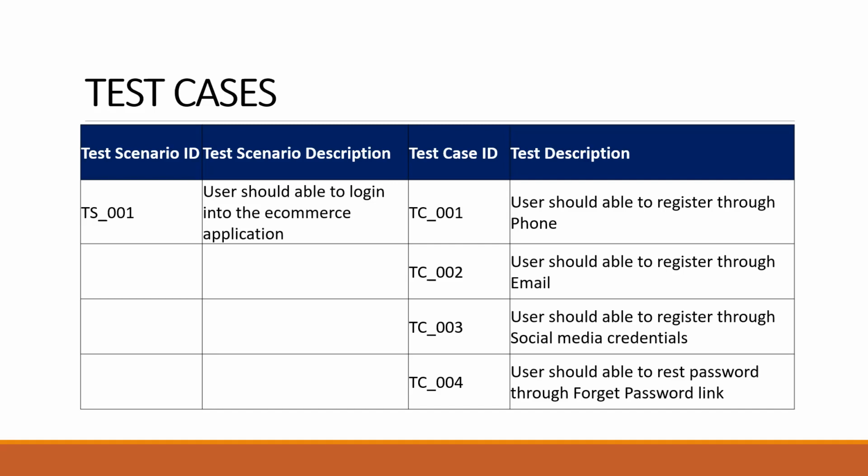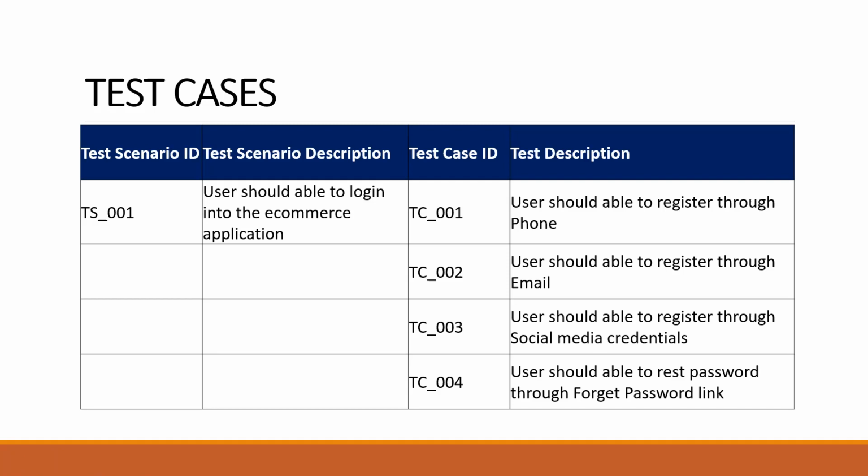The first one is the user should be able to register through phone to log in. To log in to the e-commerce application, the user must be registered, right? So to achieve this scenario, first we need the user to be registered. Registration can be done through phone, so this is one test case. Through email, this is another test case. Through social media credentials, this is another test case. So this is for the login.